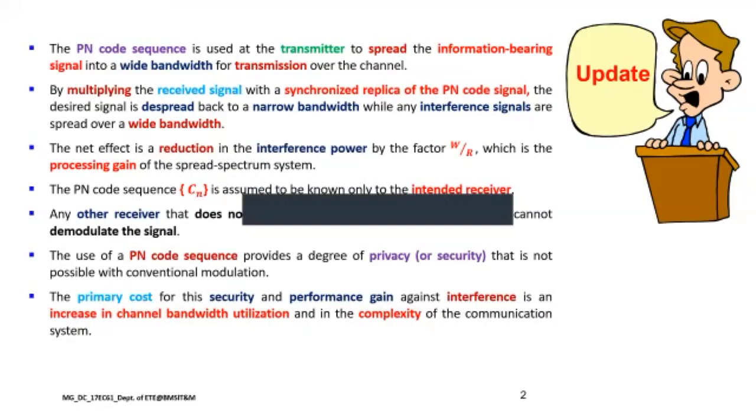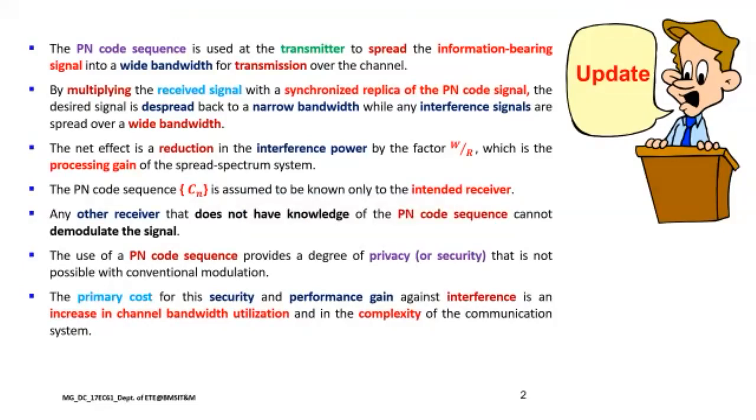So what is the cost we are paying for security, as well as the improvement in performance against interference? It is the increase in the channel bandwidth utilization. That is the cost we have to pay. The complexity of the system also increases. These are the costs we pay for having security and improving the performance of the spread spectrum system. This is what I discussed in the previous class.